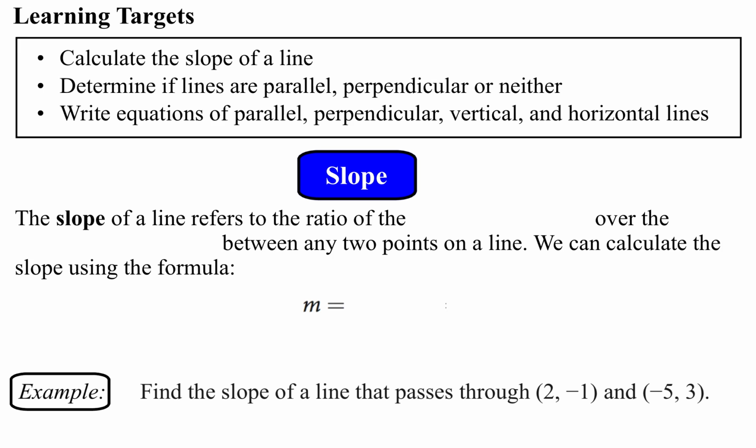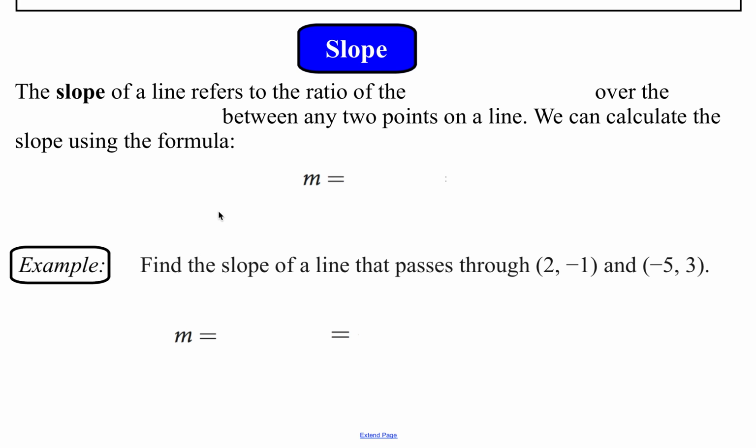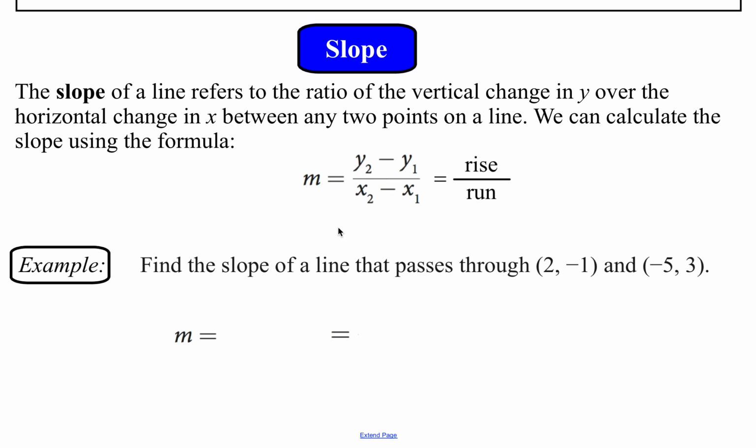So first off, let's start off with a little review of what slope is. The slope of a line just refers to the ratio of the vertical change y over the horizontal change x. It's the rise over the run, and you can choose any 2 points to calculate the slope of a line. So the formula for calculating slope is y2 minus y1 over x2 minus x1. Basically, all this is doing is finding a vertical change, how much y is changing, divided by how much x is changing in a horizontal direction.